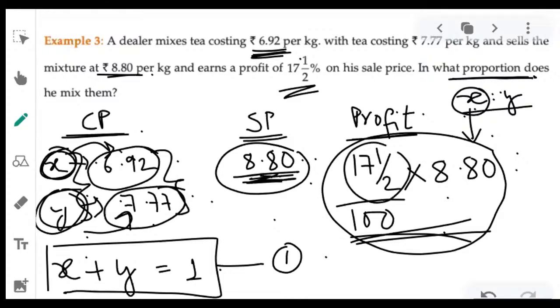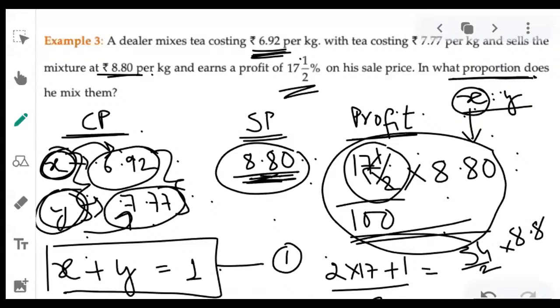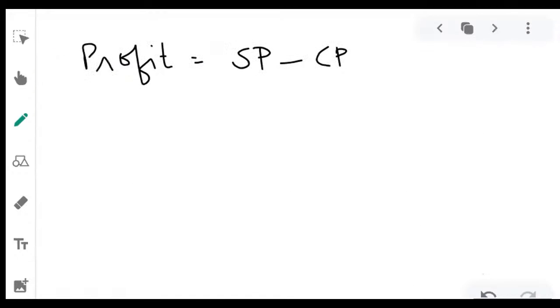What is this? Mixed fraction is 2 into 17 plus 1 by 2, so 34 by 2 into 8.8 by 100. Right? I'll write this as it is because it will go in cancellations anyway.